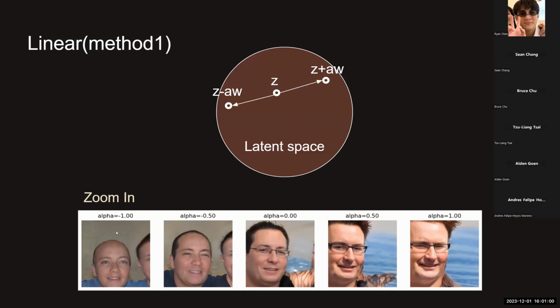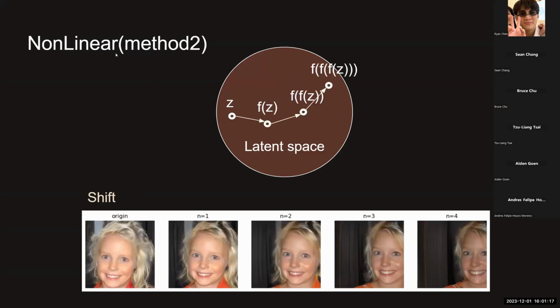So in this picture, you can see when alpha equals 0, that means the data point in the middle. And by adding omega, you can see the face get zoomed in. And the second method is called a nonlinear walk. So instead of directly adding a vector to the original data point, it uses a nonlinear transformation function to transform the original data point to achieve the desired image transformation. So in this picture, you can see the face is gradually shifted to the right.